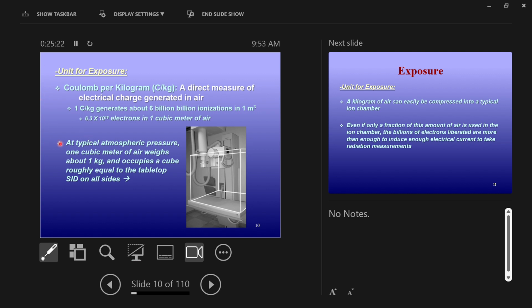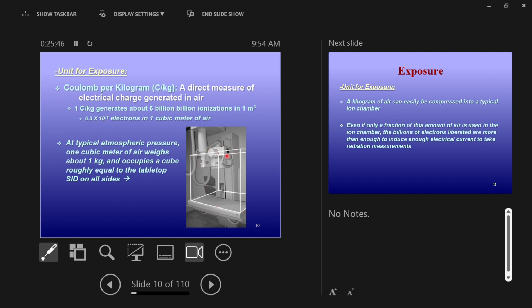As well, this is not that important, but just to give you some reference: if it's a very cold day, the air is denser. If it's a very hot day, the air is less dense, because the air is expanded. So that's stuff to think about. But anyways, 1 coulomb per kilogram would generate that much charge in a cubic meter of air.